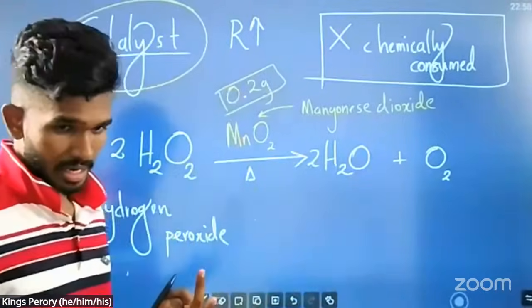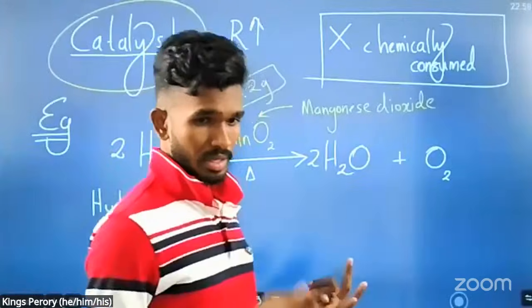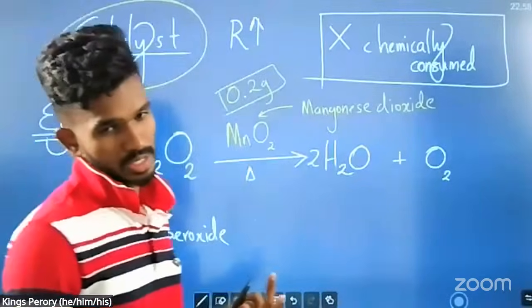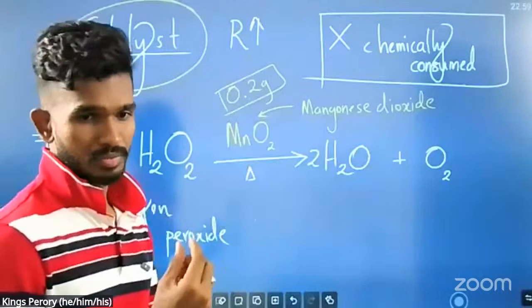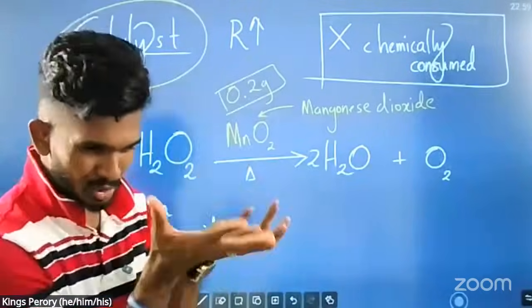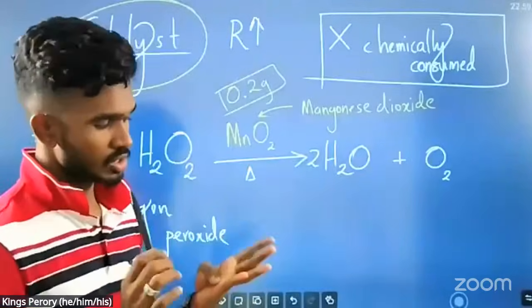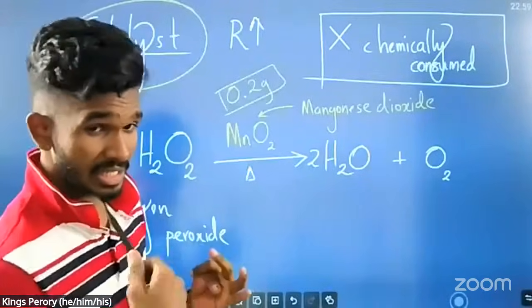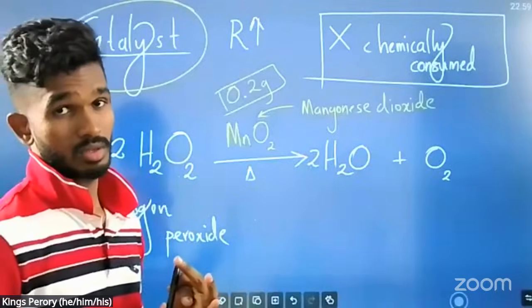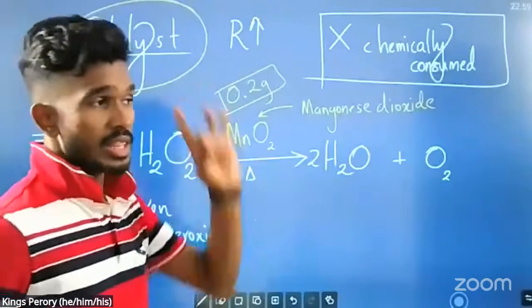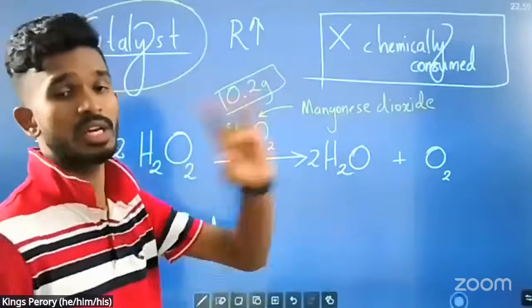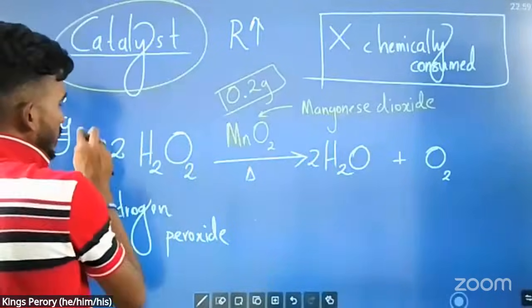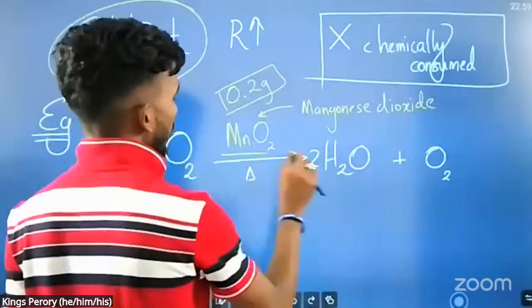Is it chemically consumed? No, it is not chemically consumed during the reaction, but its physical state can change. Let's say you put a solid block, it can turn into powder. So chemically not consumed, but physical nature may change. Next, they are specific for the reactions. For example, for the hydrogen peroxide reaction, the catalyst is manganese dioxide.